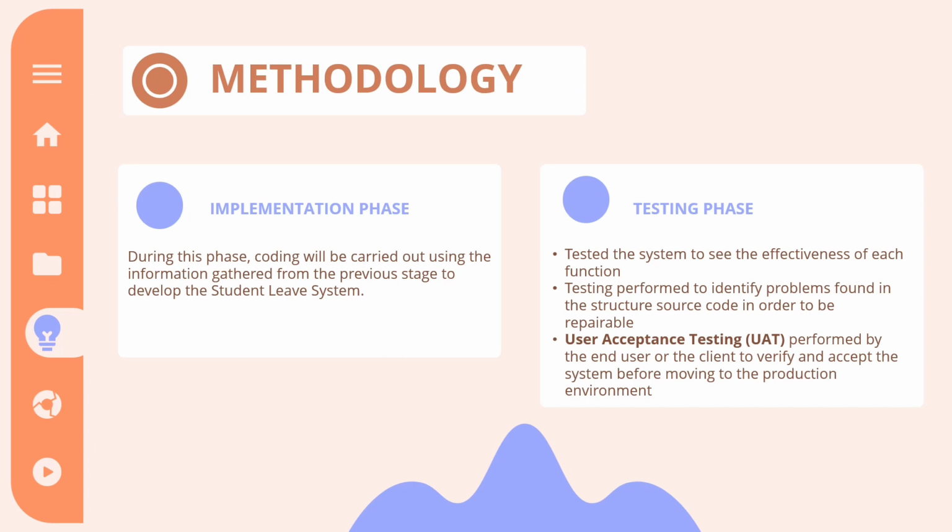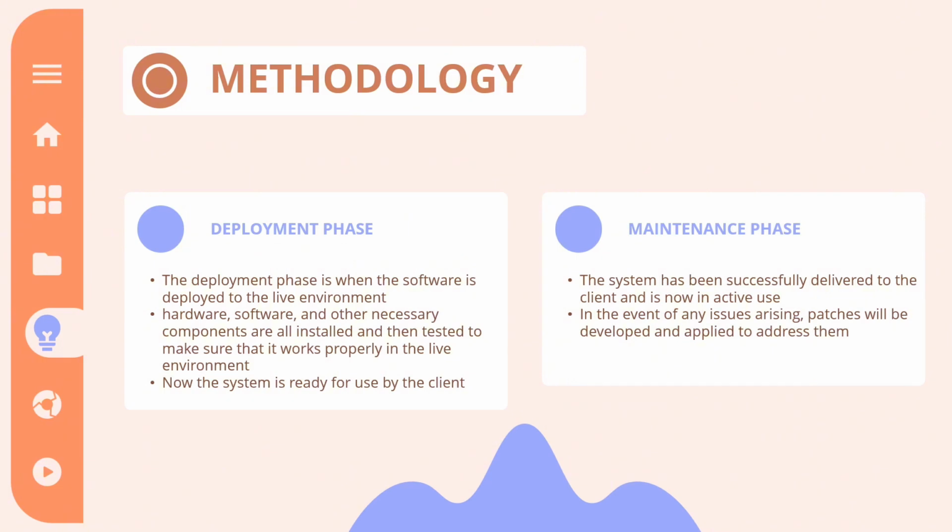User acceptance testing, UAT, is performed by the end user or the client to verify and accept the system before moving to the production environment. Next, project methodology is the deployment phase. The deployment phase is when the software is deployed to the live environment. Hardware, software, and other necessary components are all installed and then tested to make sure that it works properly in the live environment. Now the system is ready for use by the client.